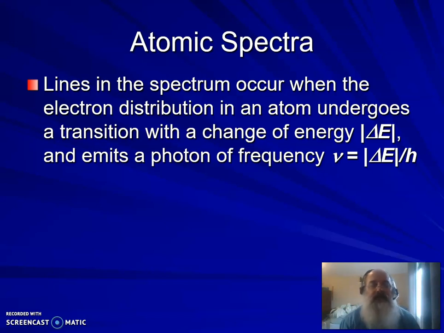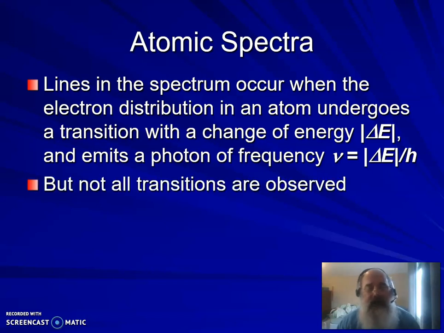The lines in a spectrum for a particular atom occur when the electron distribution undergoes a transition with a change of energy and emits a photon that has a frequency that's associated with that change in energy. It's delta E over h. Not all transitions are observed, so we're going to learn some selection rules in this regard as well.